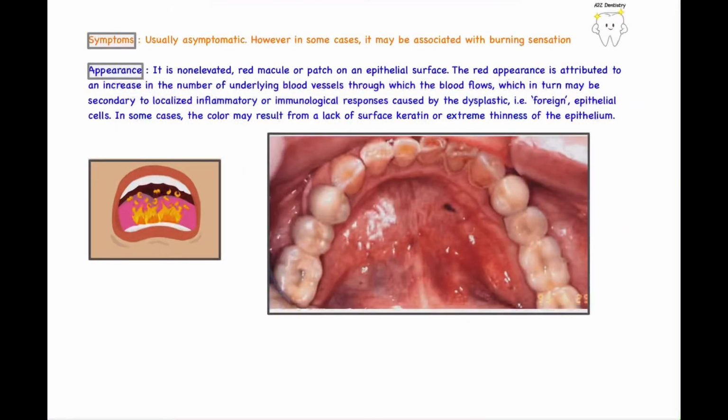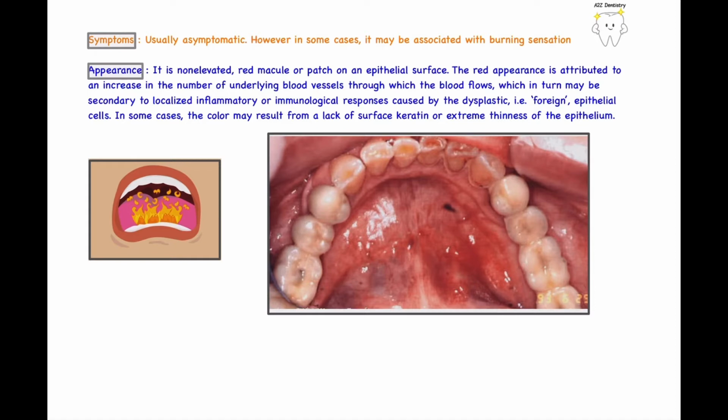Moving on towards the signs and symptoms, right? So the most common symptom which is associated with such a lesion is definitely the burning sensation. However, this is present in about 5 to 10% of the cases. Otherwise, in about 95 to 98% of the cases, this lesion is completely asymptomatic. And as discussed previously, this burning sensation is mainly attributed to Candida albicans. Because of the presence of the superinfection, the burning sensation might be present.